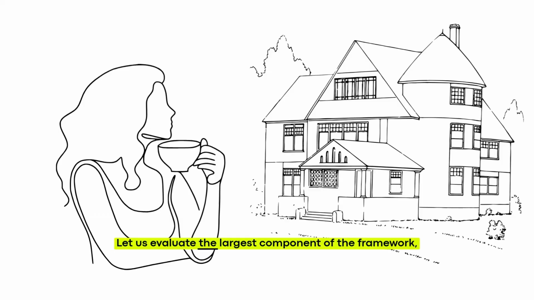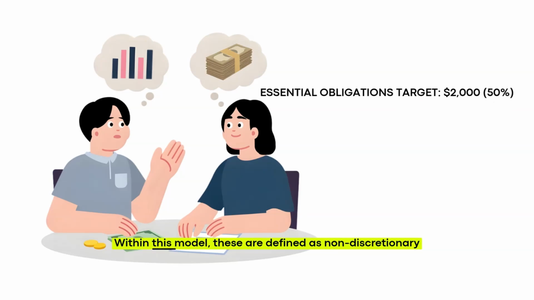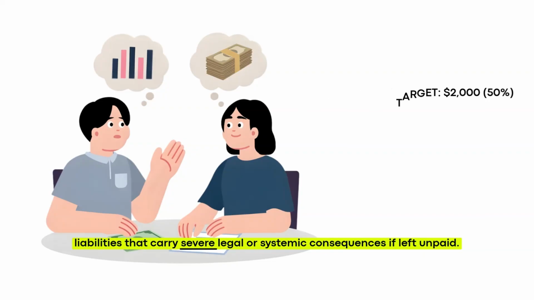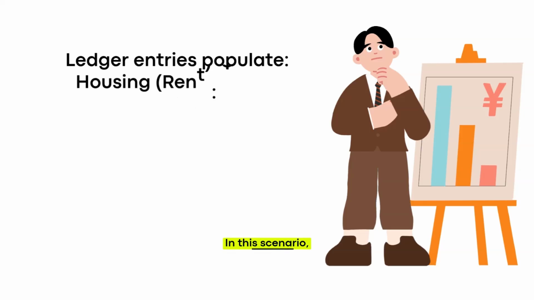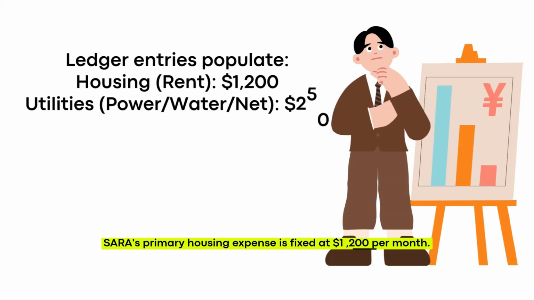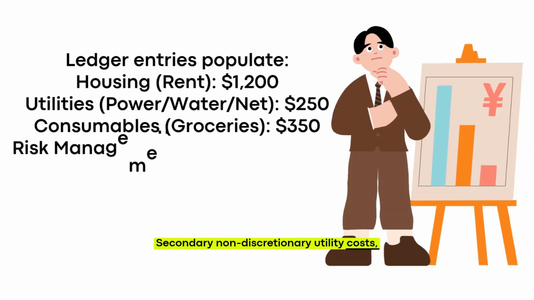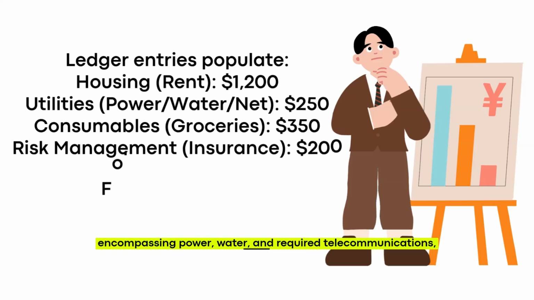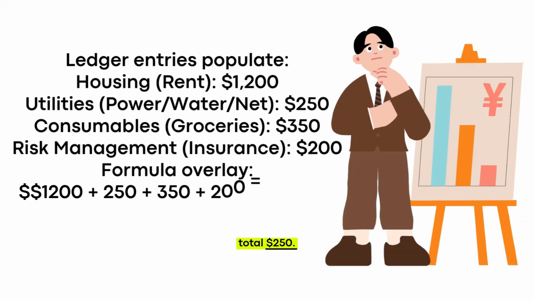Let us evaluate the largest component of the framework, the 50% allocation for essential obligations. Within this model, these are defined as non-discretionary liabilities that carry severe legal or systemic consequences if left unpaid. In this scenario, Sarah's primary housing expense is fixed at $1,200 per month. Secondary non-discretionary utility costs, encompassing power, water, and required telecommunications, total $250.